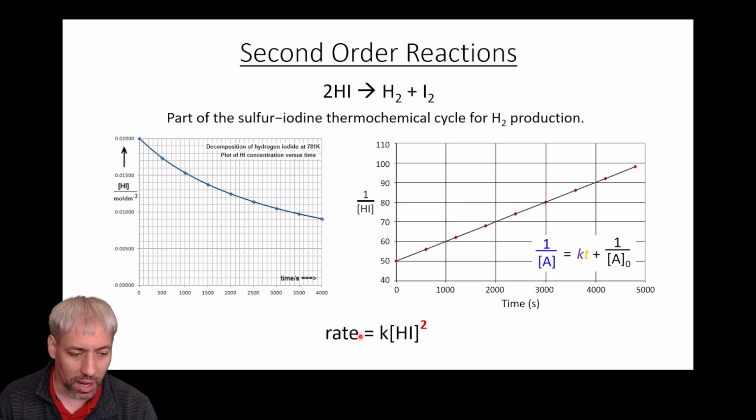And so this basically tells us rate is equal to k times the concentration of HI squared. It tells us that two HIs have to interact for this reaction to occur, and that's occurring in the rate limiting step. And so there's our straight line graph for our second order reaction.